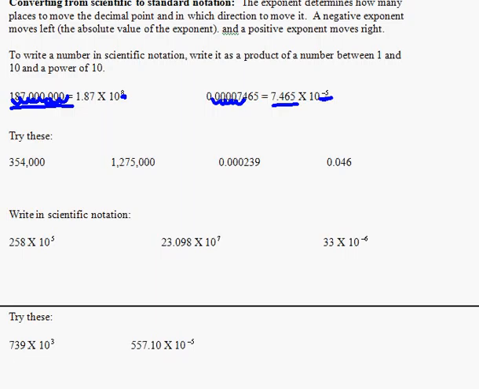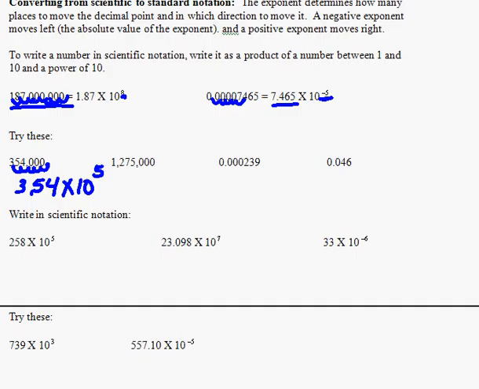I have 354,000. My decimal point is understood to be at the end right there, and I need it to be behind the first non-zero number right there. So I'm going to move it 1, 2, 3, 4, 5 places. That means I'm going to have 3.54 times 10, and to determine the power, how many places did I move my decimal point? Again, I moved it 1, 2, 3, 4, 5 places. And then to decide whether the exponent is going to be positive or negative, did your number start out bigger than 1 or less than 1? It was a bigger number than 1. It was 354,000. So my exponent is positive.